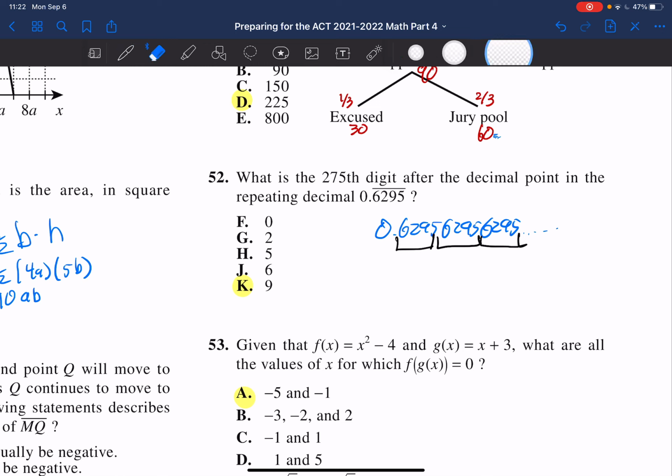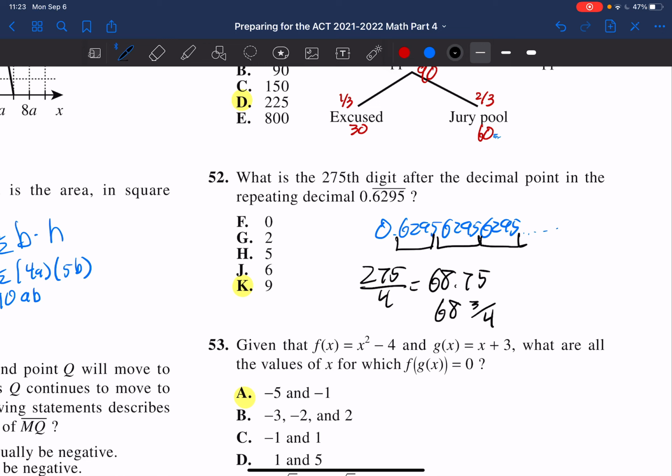So we're going to take 275 and divide by 4. And what that gives us is 68.75. Now we can also write that as a mixed number. So it's going to go through 68 cycles and then 3/4 of a cycle.